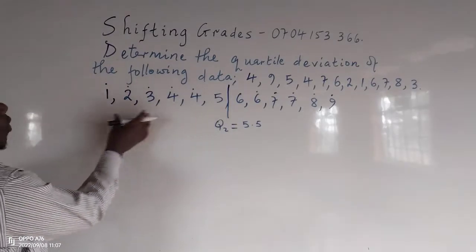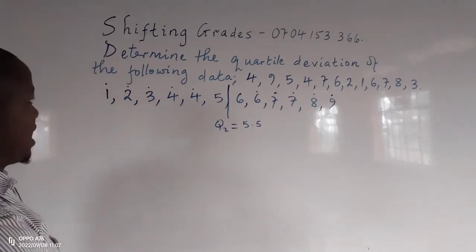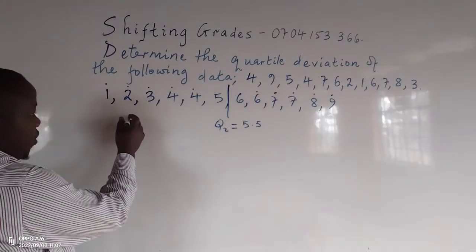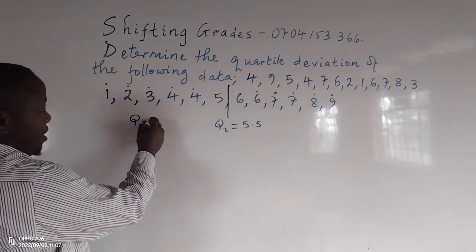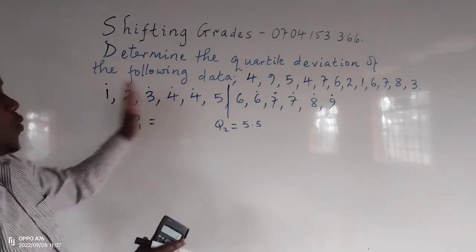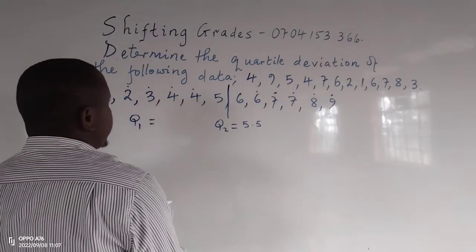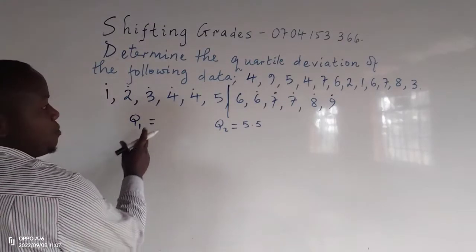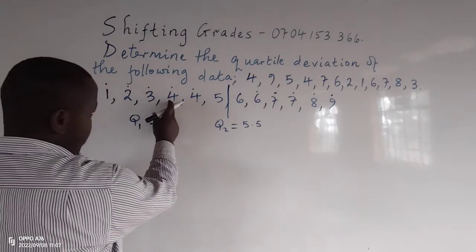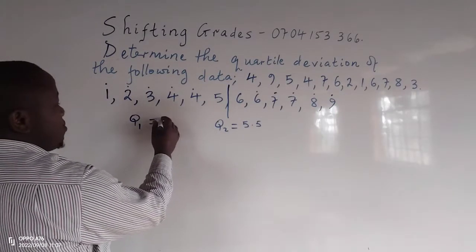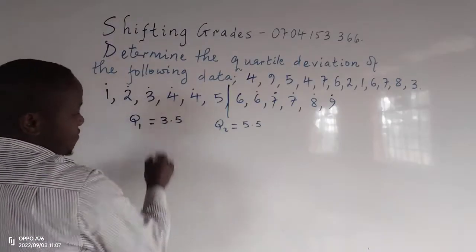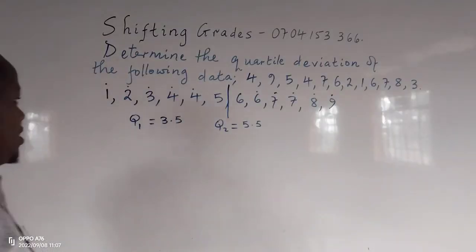But now the median has already divided the data into 2. Therefore, from the lower set of data, we can get what we call the Q1, which is the median for this lower set of data. So the median of this lower set of data is going to be a value between 4 and 3, and this value is going to be 3.5, the average of the two values.